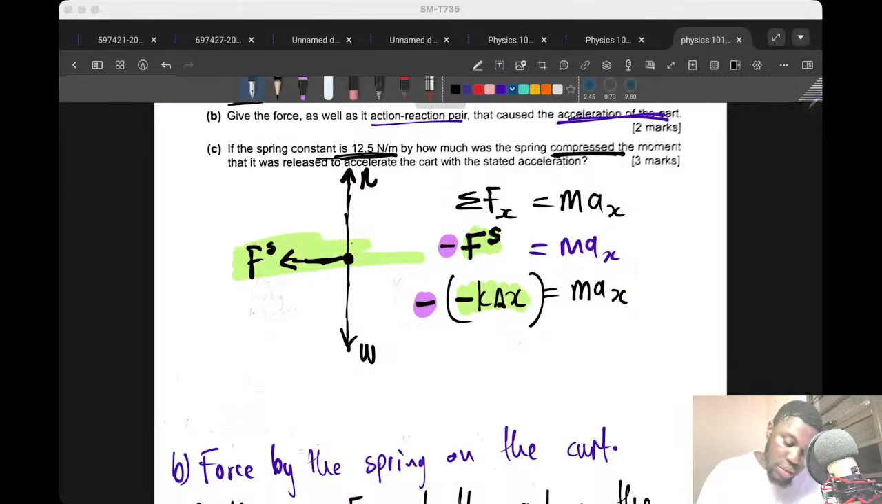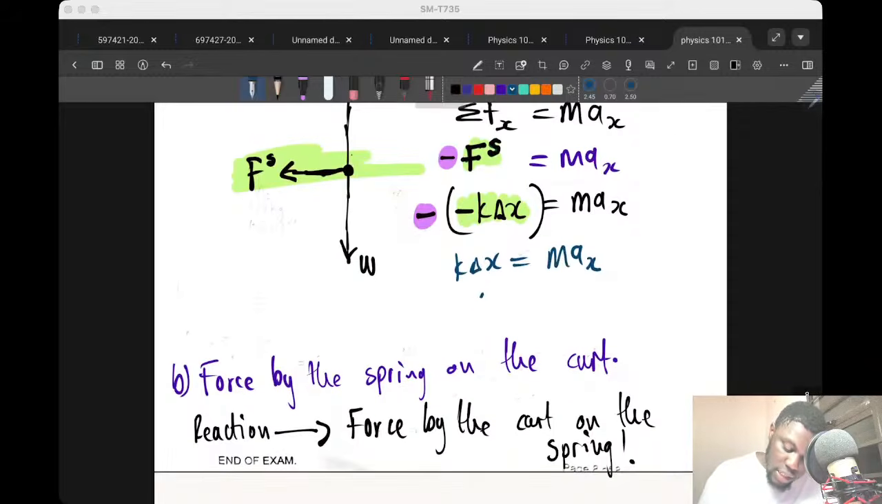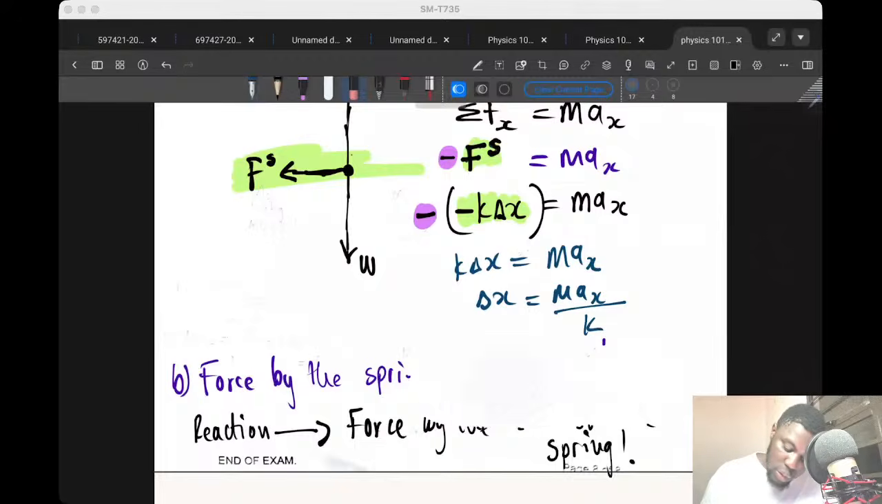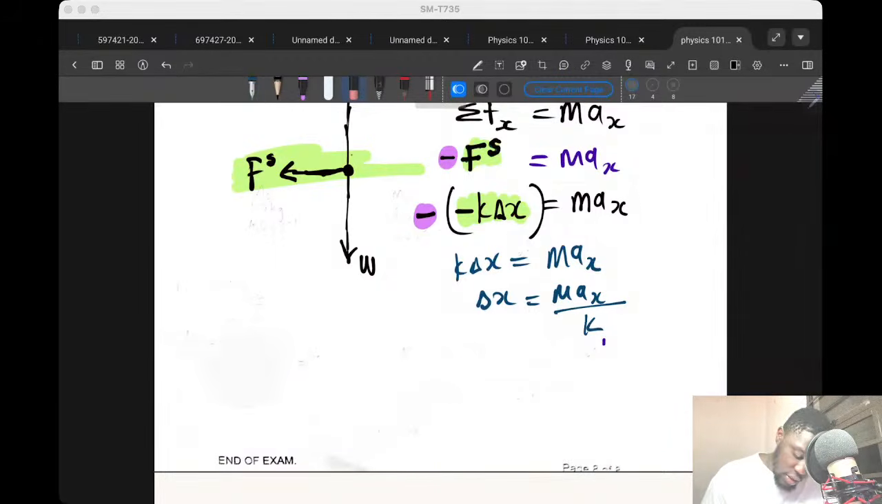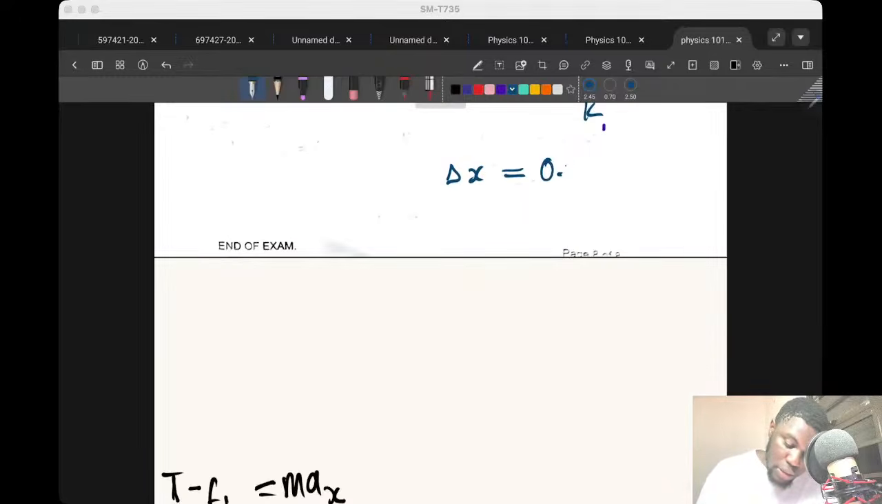So what are we going to say now? We are going to find the delta X. We say negative K delta X is equal to MA in X. Now we are going to say delta X is equal to MA in X over K. There we go. Which means that the delta X, the compression, which should come out as negative if we are correct, is going to be, what is the mass? 0.725 kgs.